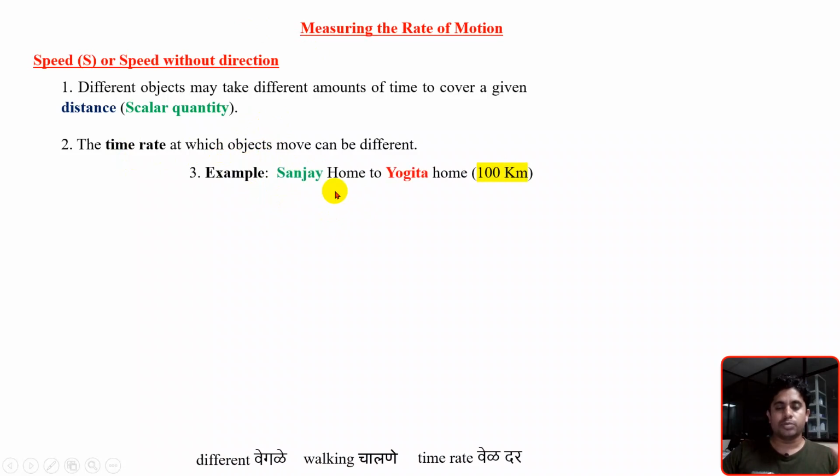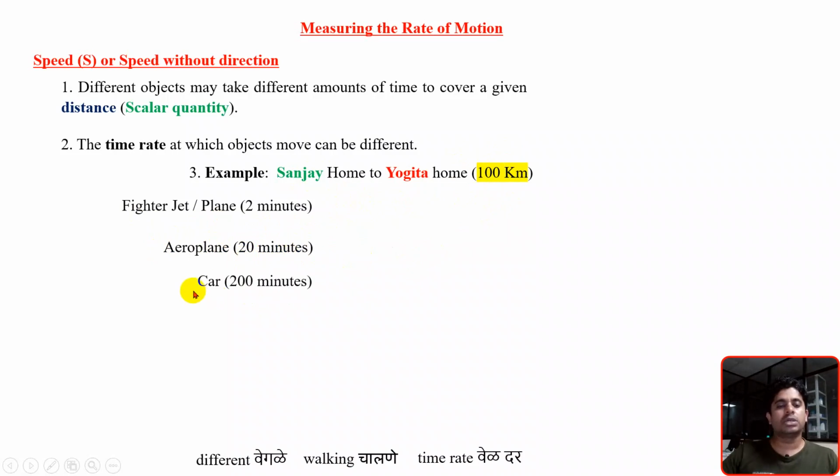Let us take an example. Suppose I want to travel from Sanjay's home to Yogita's home, and the distance between these two homes is 100 kilometers. What are the possible options with which I can go? First, with a fighter jet, within 2 minutes we can cover this 100-kilometer distance. With an aeroplane, the same 100 kilometers will take 20 minutes. If I go by car, it will take 200 minutes. By cycle, it will take 2000 minutes. Or by walking, it will take 20,000 minutes.